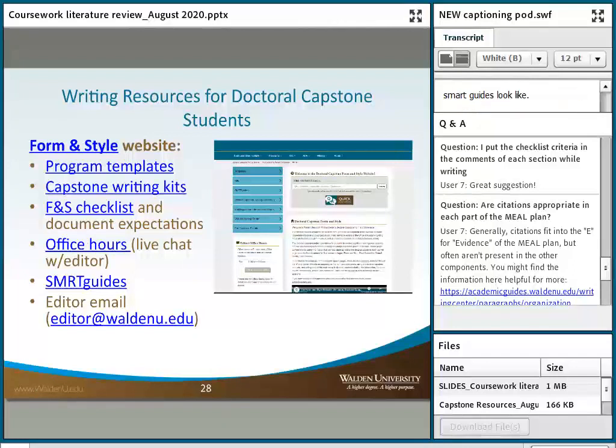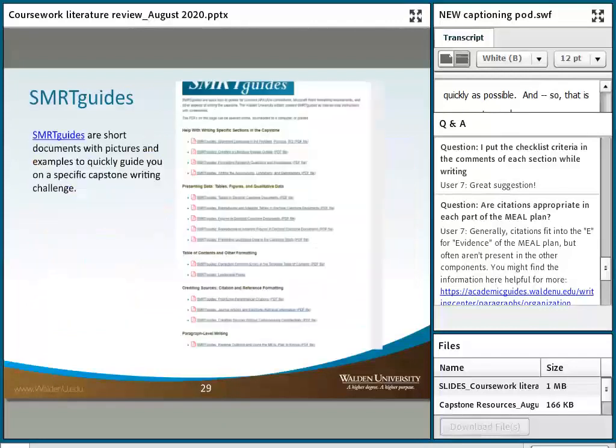The first thing I wanted to talk to you about is once you are a doctoral capstone student, that means after your prospectus is approved, then this form and style page, we call it the form and style website, that's your home page for Writing Center. That's where you're going to find your program templates. I've hyperlinked all these as well. That's where you're going to find Capstone writing kits. Capstone writing kits include pre-proposal writing kits. So if you're pre-proposal, go click on that and go look at the kit we have compiled.